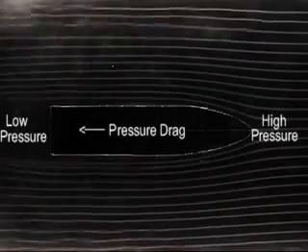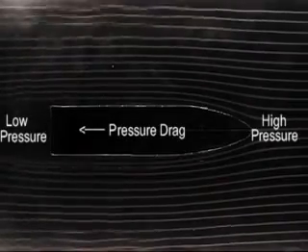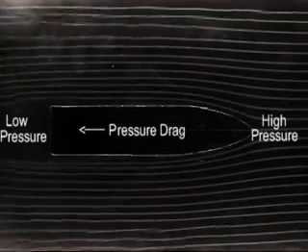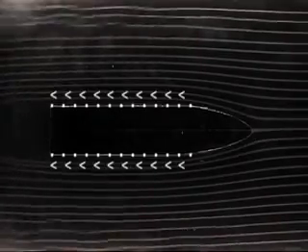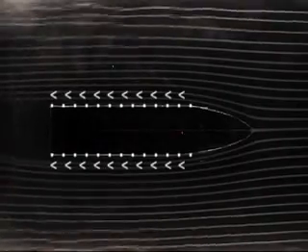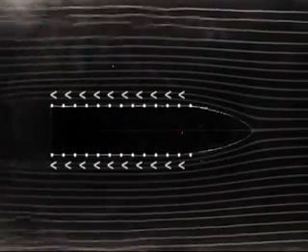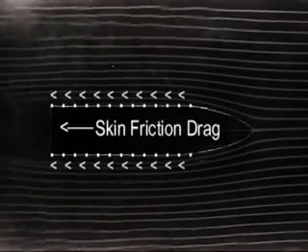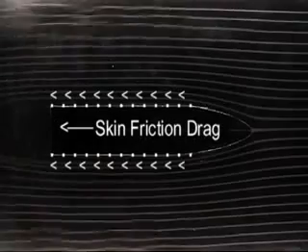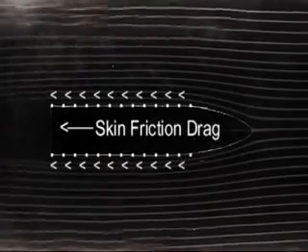You can minimize pressure drag by minimizing the diameter of your rocket's body tube and the size of any other forward-facing parts. The drag which results from air molecules flowing along the surface of the body is called skin friction drag. You can minimize your rocket's skin friction drag by keeping its surface as smooth as possible.